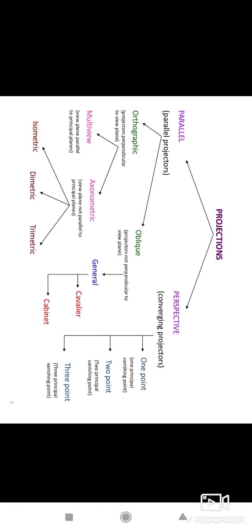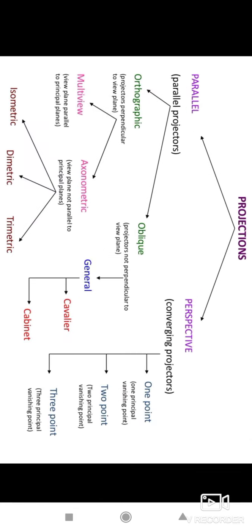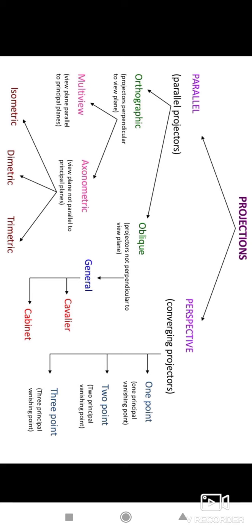Then we have the different types. The main categories are perspective projection and parallel projection. The parallel projection is further divided into orthographic projection and oblique projection, which I will explain later. Orthographic projection is further divided into multi-view and axonometric. Axonometric is further divided into isometric, dimetric and trimetric. Oblique projections are further divided into cavalier and cabinet projections. So these are the different categories of parallel projection.